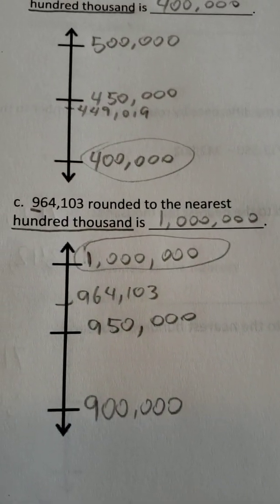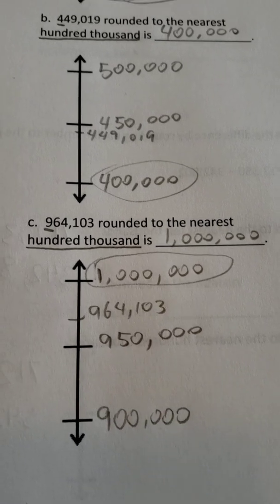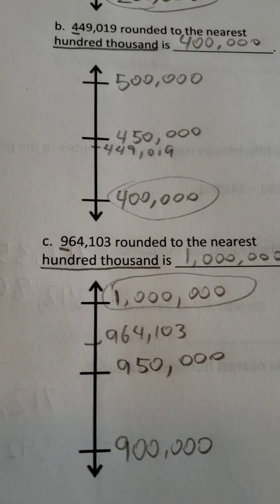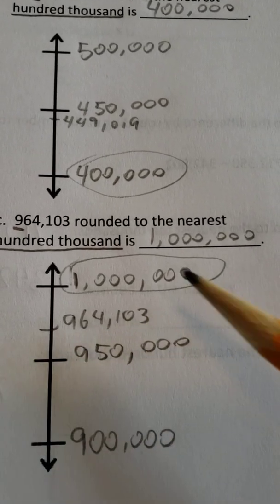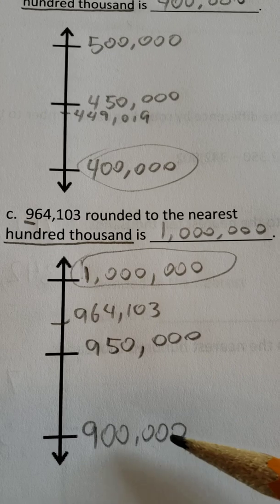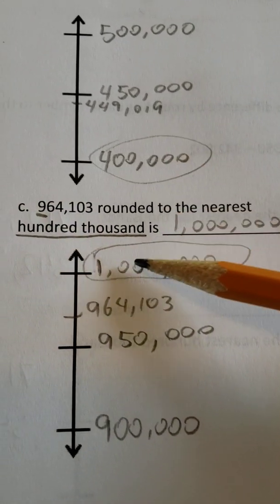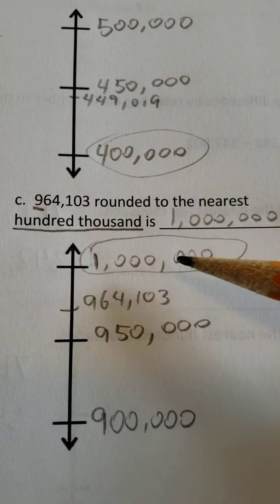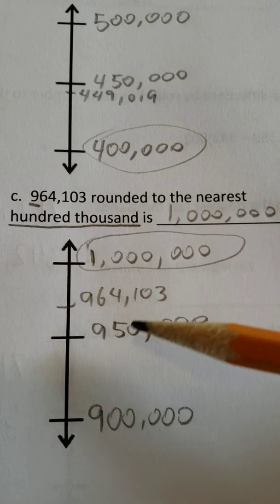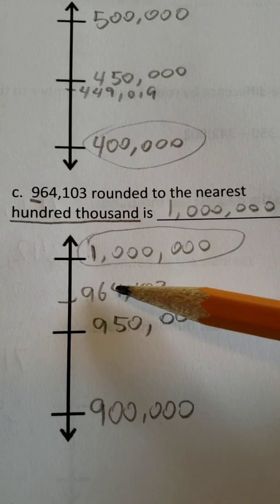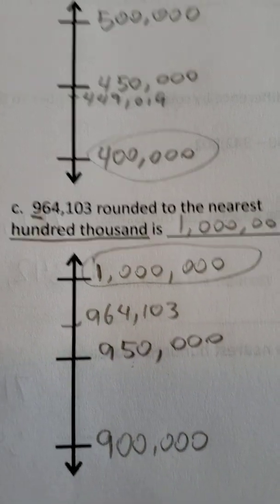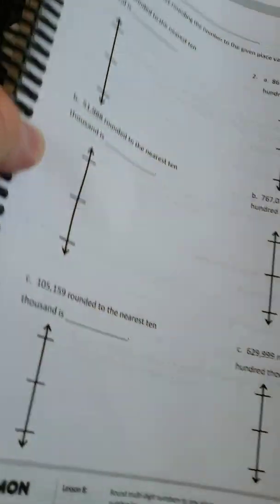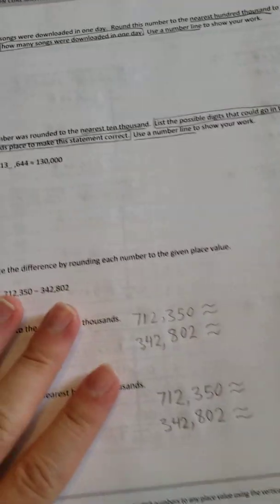Another one down here. 964,103 rounded to the nearest 100,000. Okay, so the 100,000 below this is 900,000. Another 100,000 up would be 1 million. Okay, it's going up another place value. Half of that, 950,000. Put a number here, which is more than 950,000. You would round up to 1 million. Remember, guys, you can pause this at any time if you need to write the numbers down.